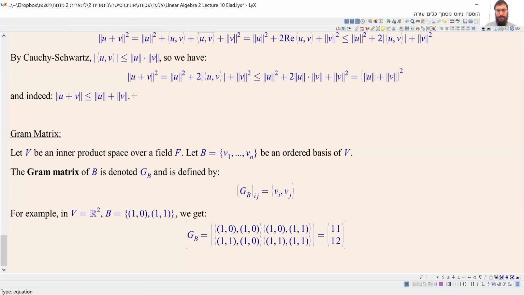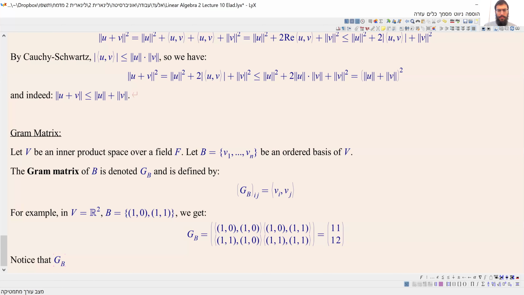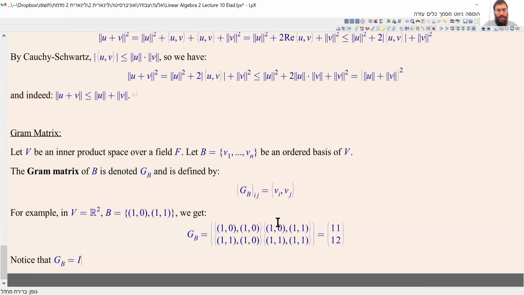Notice that the matrix here is I, meaning all the products of a vector with itself are 1, and the products of a vector with another vector are 0, if and only if, practically by definition, B is orthonormal. And one can say that the Gram matrix is diagonal if and only if the basis is orthogonal.